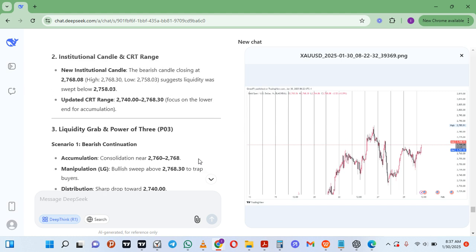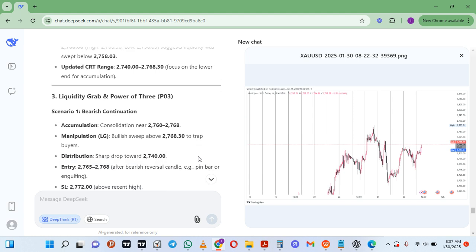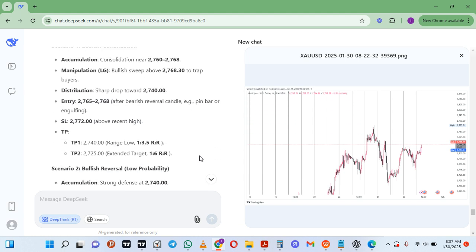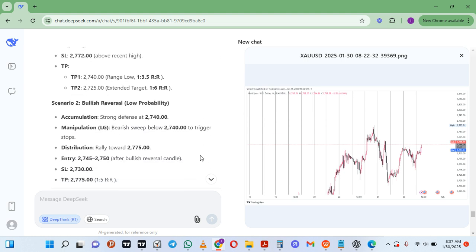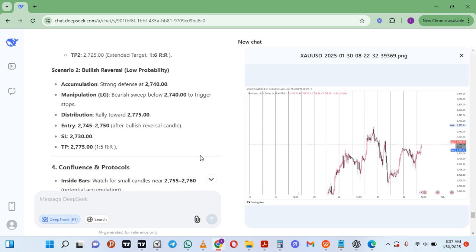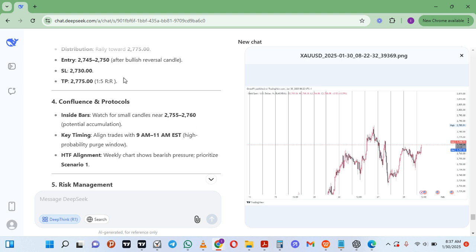You can see here from what the AI has given me. So we're going to look at this trade and see how it plays out. We're not going to take the trade immediately. We're going to wait for our confluences to align. We watch for small candles near 2755 and 2760, looking for potential accumulation. Then we wait. We're still holding.